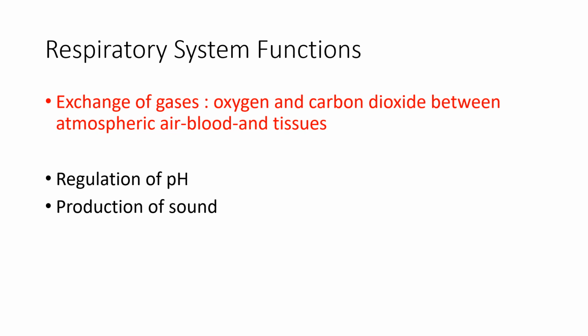So the main function of the respiratory system is the exchange of gases, gas exchange between the alveoli of the lungs and the circulatory system and blood vessels. So there is an interconnection between the respiratory system and the circulatory system. Secondary functions of the respiratory system will be regulation of pH and production of sound. But we're going to focus on the gas exchange function.